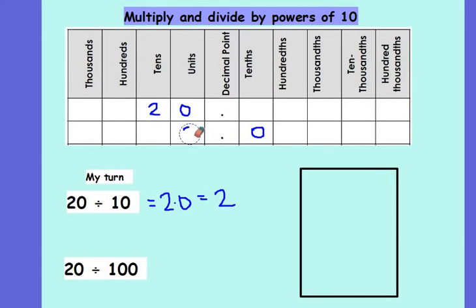I've then got 20 divided by 100. I move all my digits over 2 places, so my 2 ends up here. Because it's moved 2 places, my 0 ends up here. So I get 0.2.